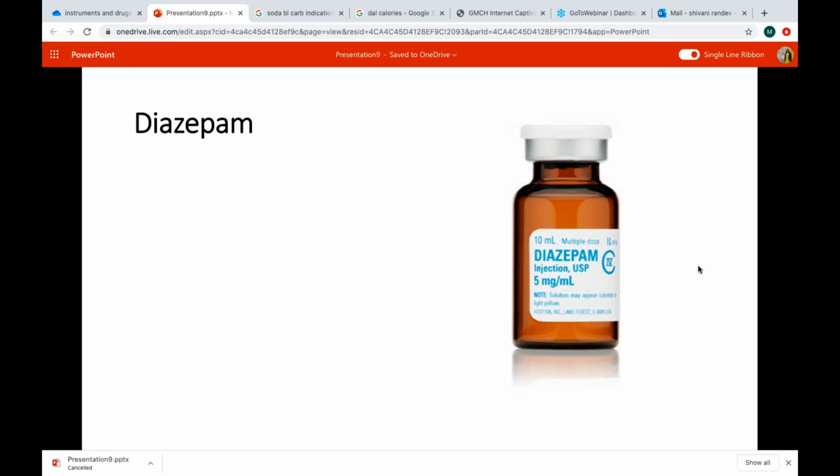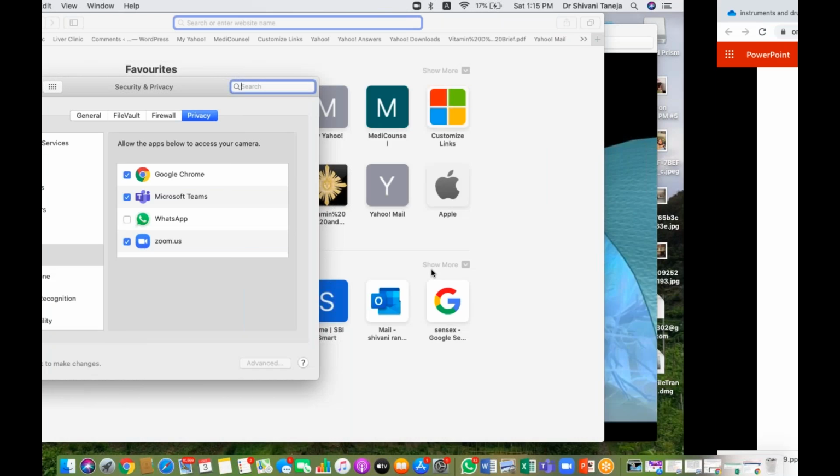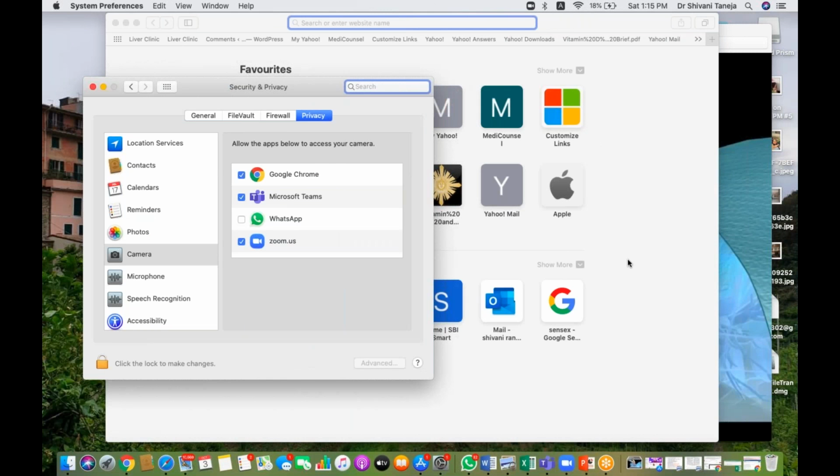Respiratory depression, CNS depression, and hypotension also. It can cause hypotension also. The most common side effect is respiratory depression. What are the routes of administration of diazepam and what is the dose? These are the reasons why it may be used.